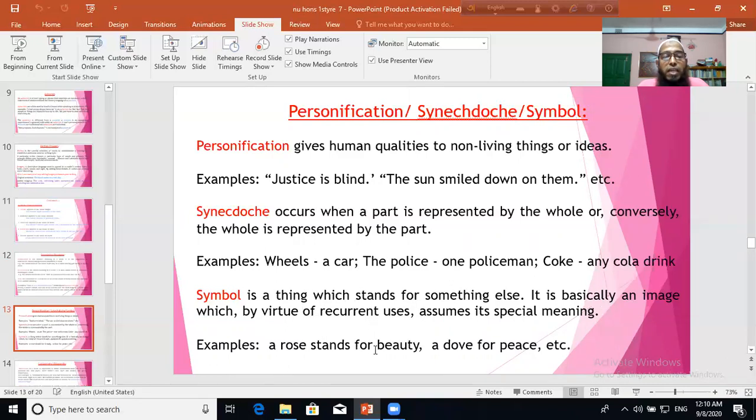Examples: a rose stands for beauty. Sometimes the word rose stands for beauty. A dove for peace. These are common symbols. "You are a rose, I see." When someone says you are a rose, that means you are very beautiful. So rose is a symbol of beauty.